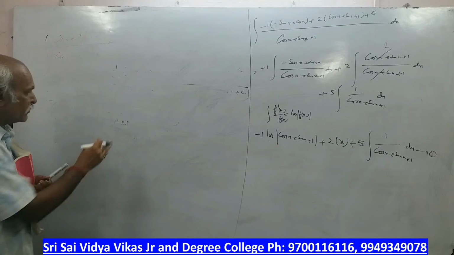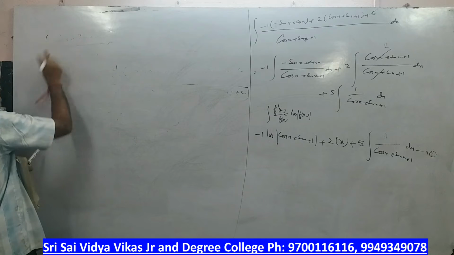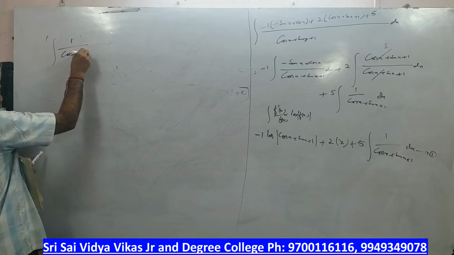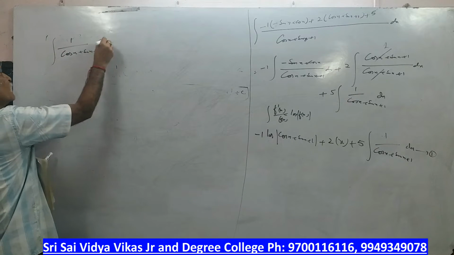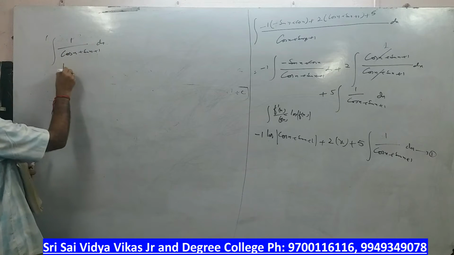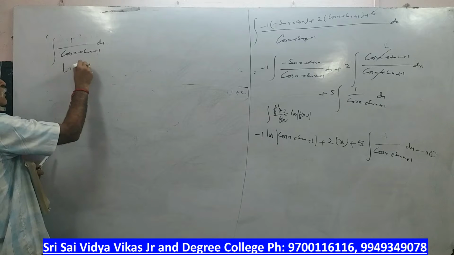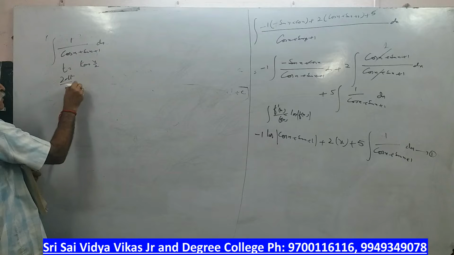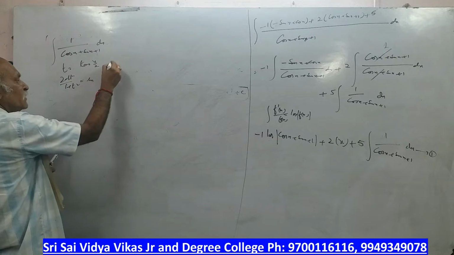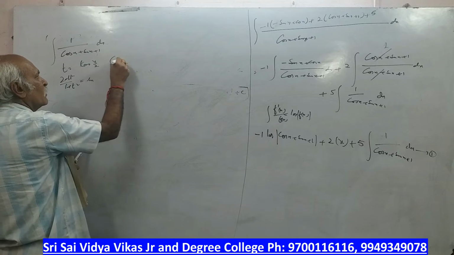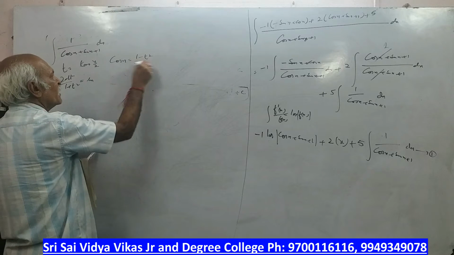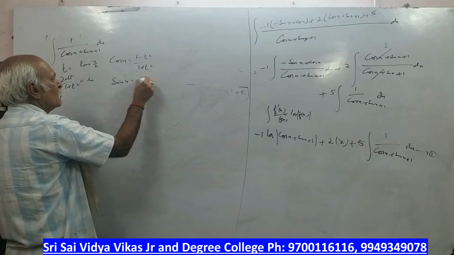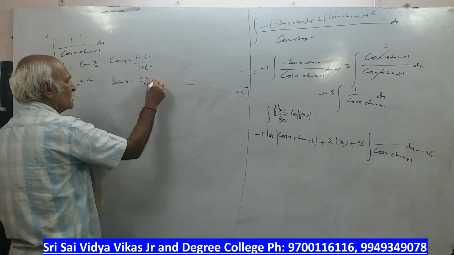Now we have to find the integration for this. I am considering that separately: 1 by (cos x + sin x + 1) dx. So here t is equal to tan x by 2, 2 dt by (1 + t square) is equal to dx. This already we have done, sir. What is cos x? (1 minus t square) by (1 plus t square). What is sin x? 2t by (1 plus t square).